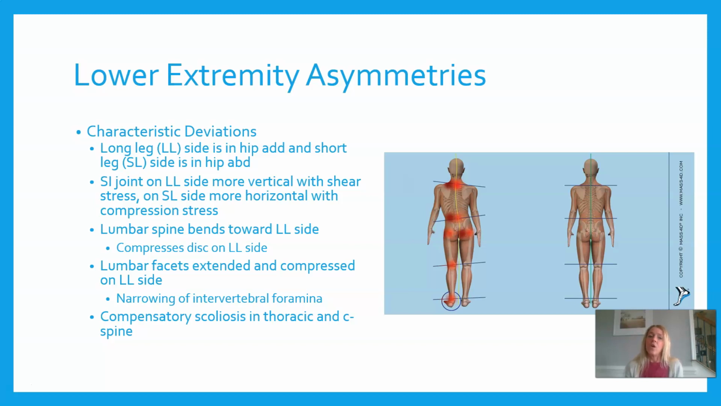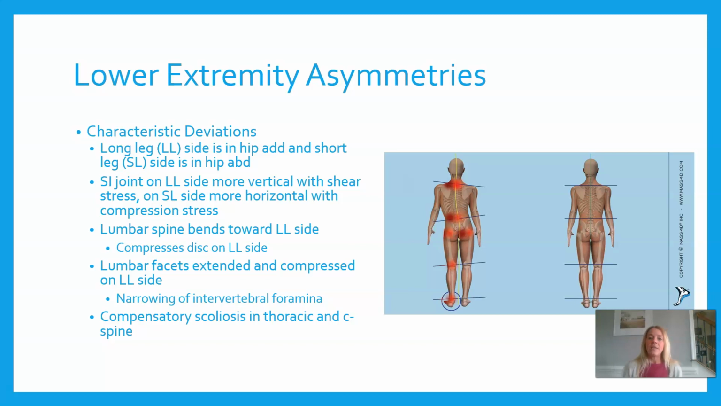The SI joint on the long leg side is going to be more vertical, which is going to create more of a shear force on that. And then on the short leg side, it's going to be more horizontal than it should be, which will actually compress the SI a little bit more. So we can have an increase in SI joint pain in someone who has lower extremity asymmetries.